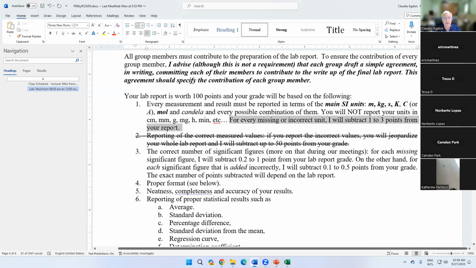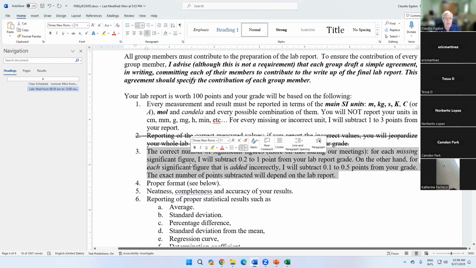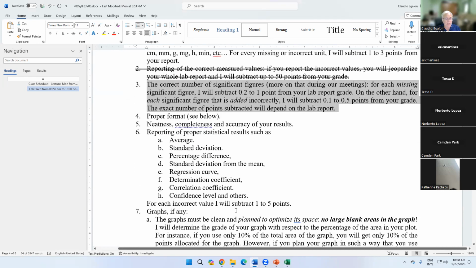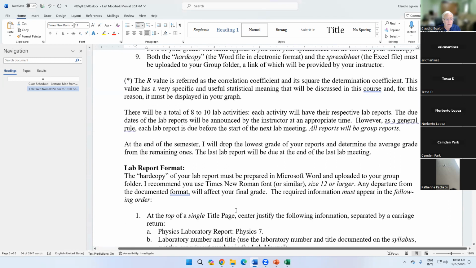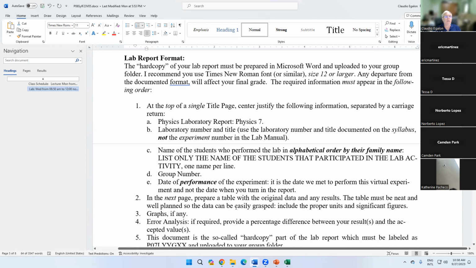For every missing or incorrect unit, I will subtract 1 to 3 points from your report. The correct number of significant figures, we covered that. Now, where is the lab report format? Okay, here you go. That's the one.